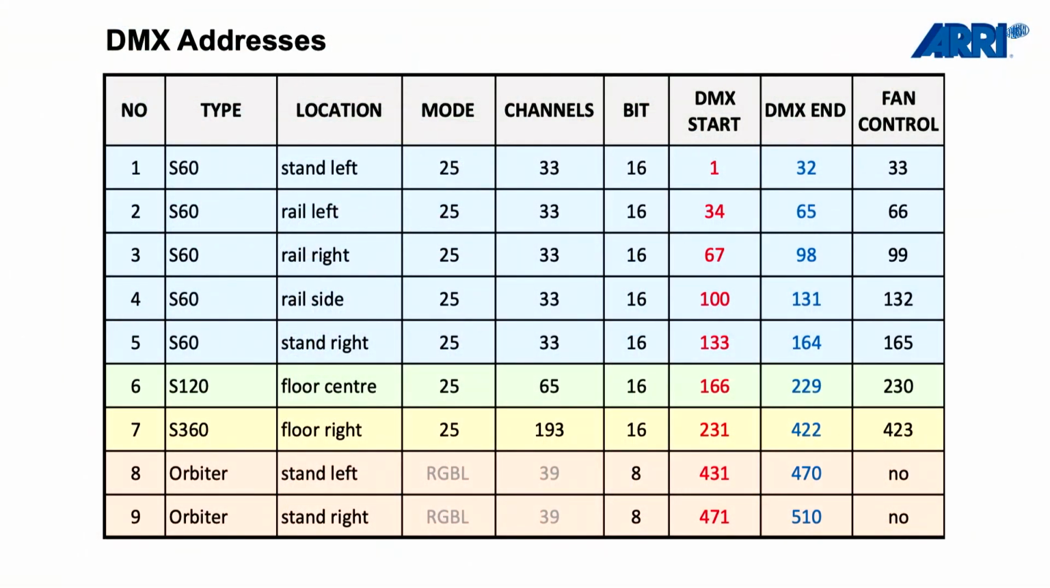Let's come back to our lighting setup. I recommend generally to create a calculation sheet to define all DMX addresses. You can see from my table the start and end addresses. You will see as well an additional channel for the cooling fan of the lighting fixture. You will see later on why I point this out.